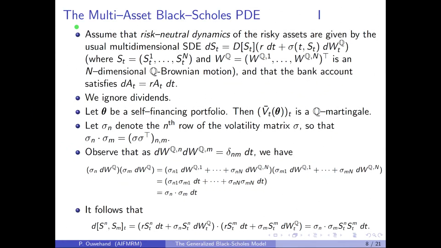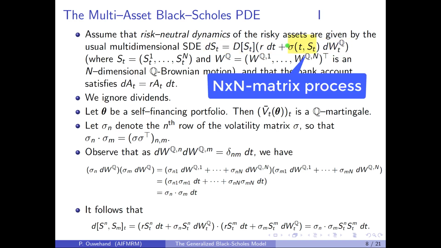Let's now give a proper derivation of the multi-asset Black-Scholes PDE. We assume here that we have an asset price process, S, consisting of capital N many risky assets, S1 up to S capital N. We also have a capital N dimensional standard Brownian motion, which is a Brownian motion under the risk neutral measure Q. In that case, we model the dynamics of the underlying assets by the following SDE. dS_t is equal to D(S_t) r dt plus D(S_t) sigma_t dW^Q_t.